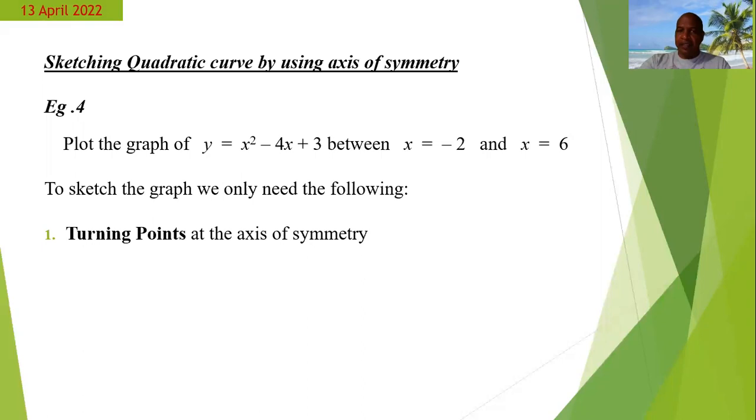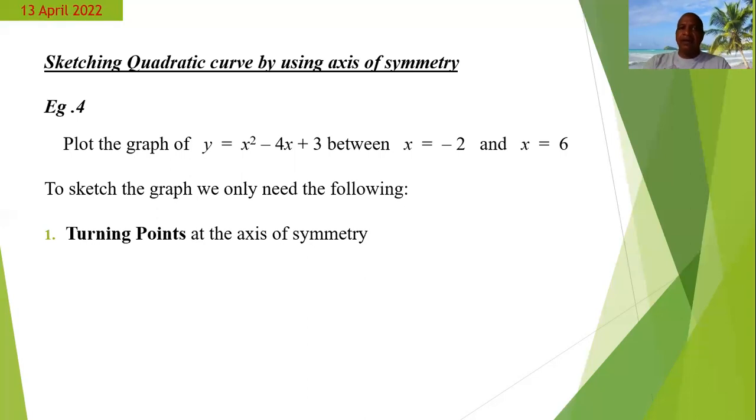One, we need a turning point at the axis of symmetry. And we had discussed the axis of symmetry in the previous slide. Once we know the X and Y value for the turning point, that point tells us where the curve is turning. So we can sketch a curve turning based on the turning point. That's another reason for it, to help us know which direction we are going to sketch a curve.